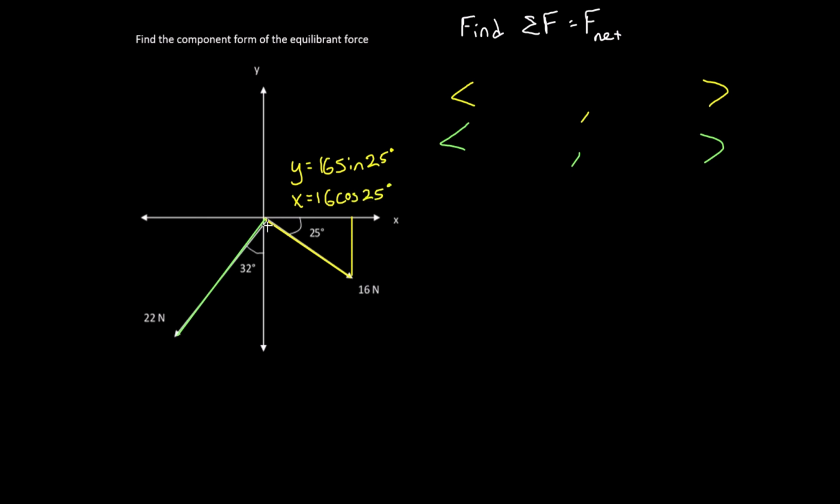So I also have to be careful and make sure that I'm careful with my signs, the plus or minus. I am pointing to the right, which means the x component is positive. I'm pointing down, so the y component is negative. Now I'm going to go ahead and find those values.